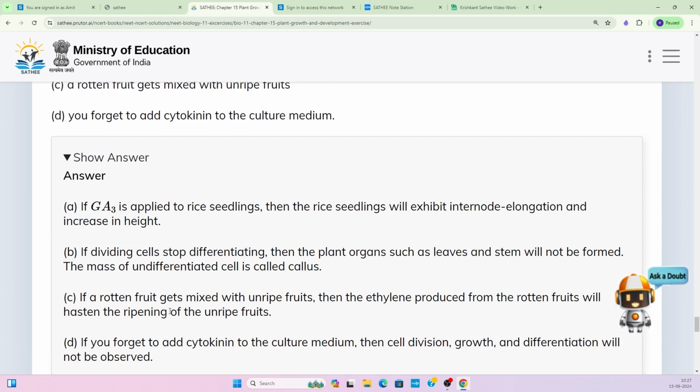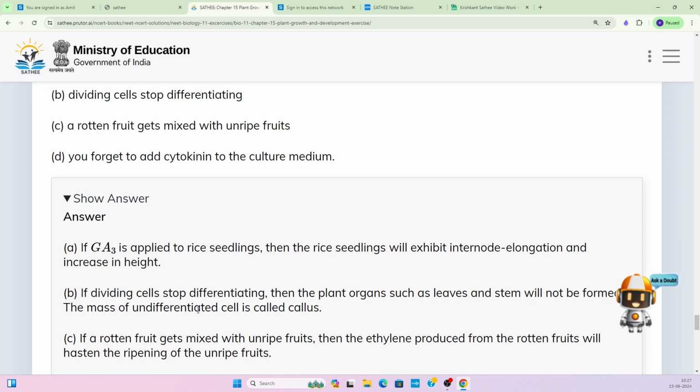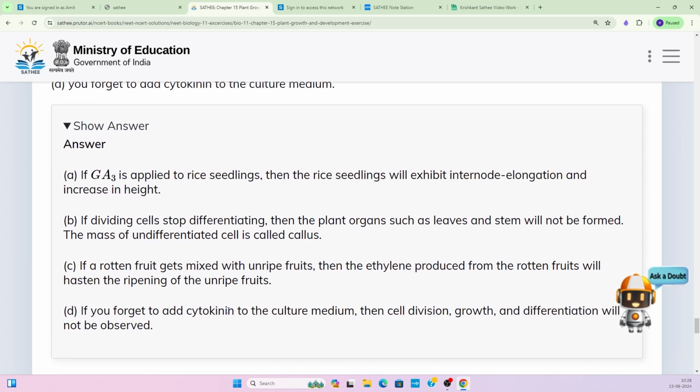Next, what is the question? A rotten fruit gets mixed with unripe fruit. Then ethylene will be produced from the rotten fruit, and it will make the unripe fruit ripen. Last one: you forget to add cytokinin to the culture medium. Then cell division, growth and differentiation will not be observed, because cytokinin is very, very important for the division of the cell.